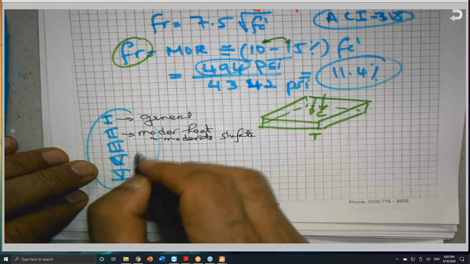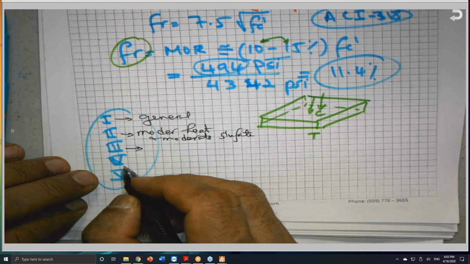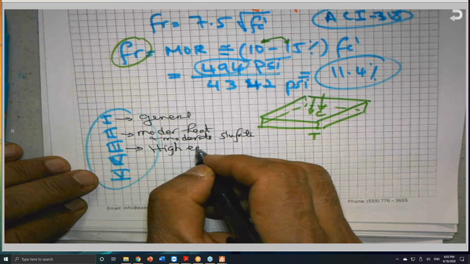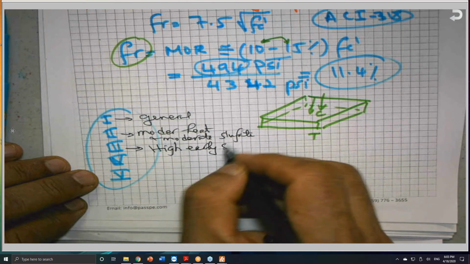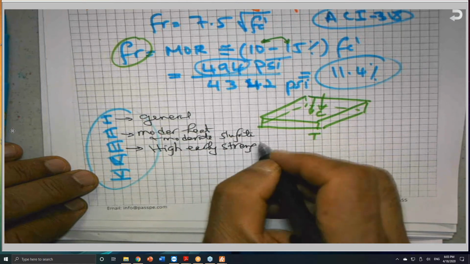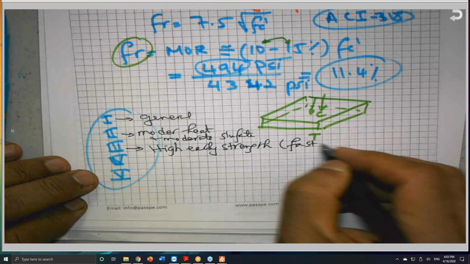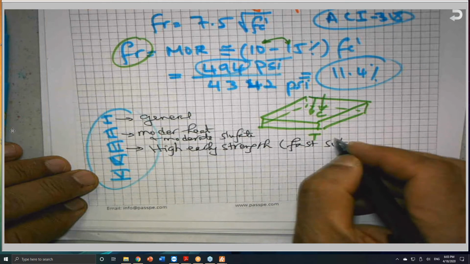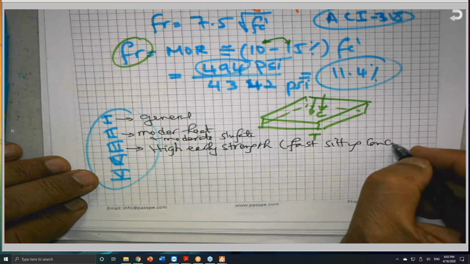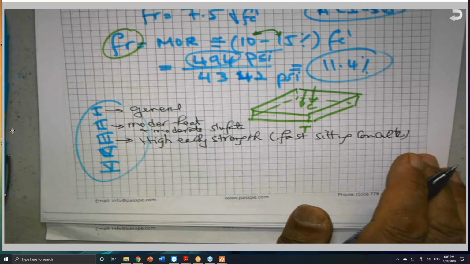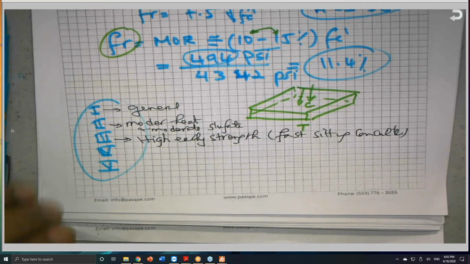Type 3 is high early strength, fast setting concrete. We use it when we need to fix a roadway and open it the next day to the traffic.